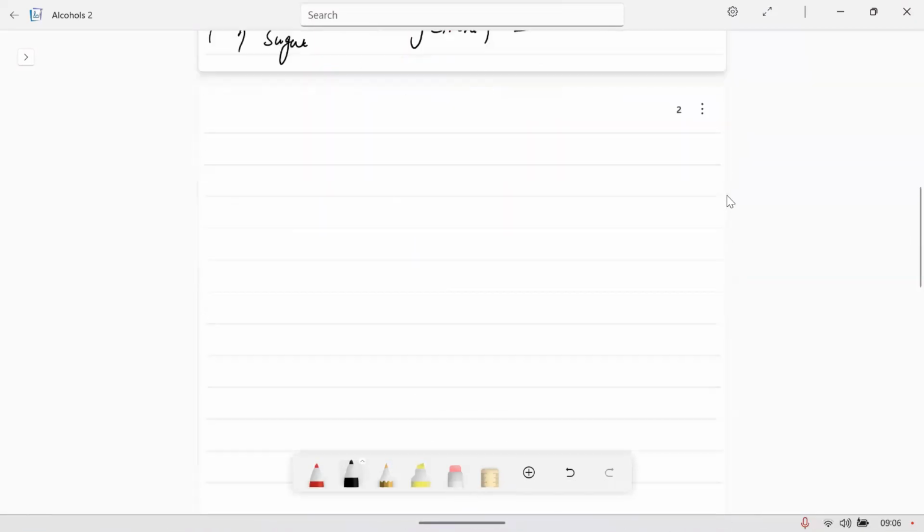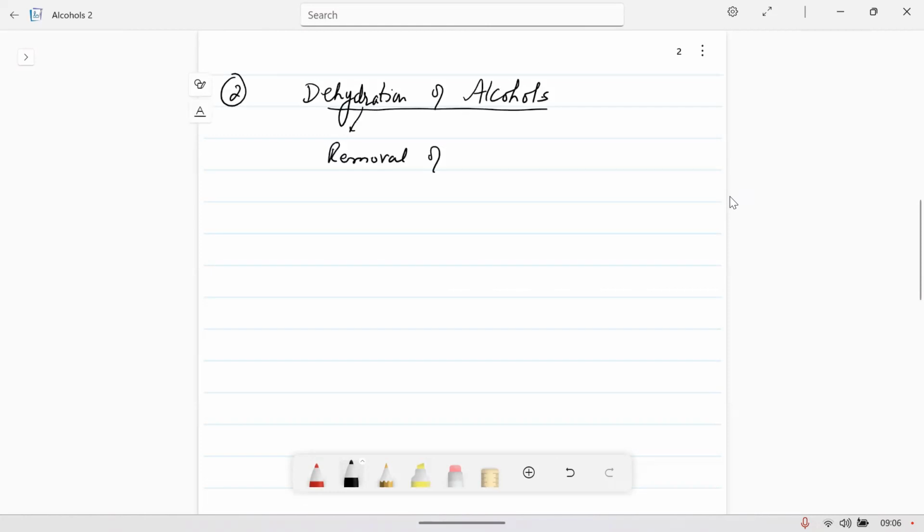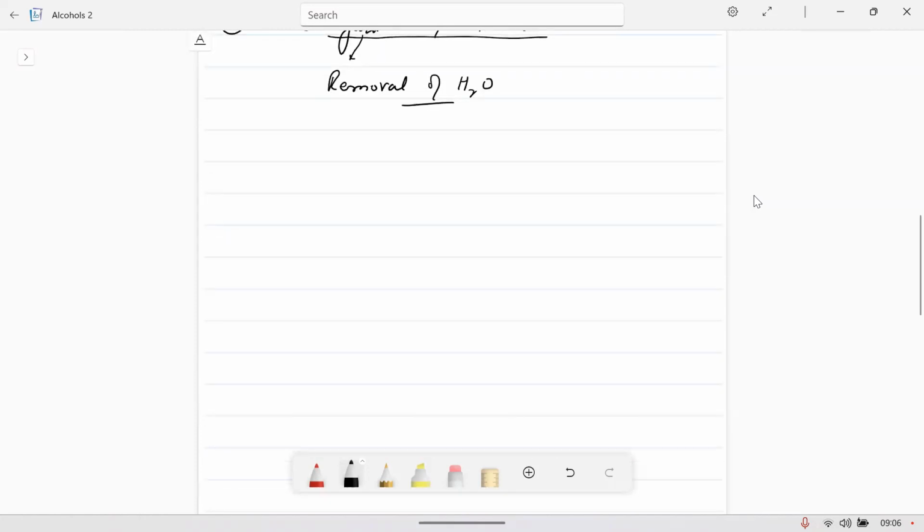The next reaction is dehydration of alcohols. Now the word dehydration means removal of water. So what happens here is, let us say, I'm writing ethanol this way just for our understanding, CH3CH2OH. I'm writing it this way to explain to you.